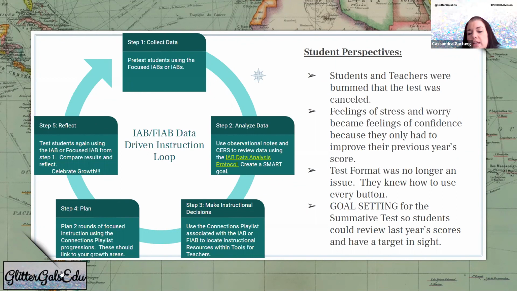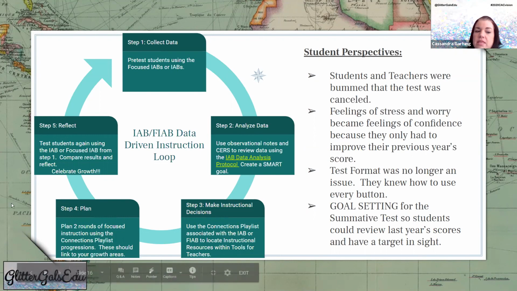And then goal setting for the summative test. Just before spring break, we had done goal setting for the summative test. This is what you got the year before. What would you like to see yourself be able to do this year? And so students were able to see their last year's scores and have a target in sight. And so they were super excited. They had their goals in their notebook ready, and they had their eyes on the target. So it was just amazing to see the growth within the students and their growth mindset. It was no longer this big scary thing.